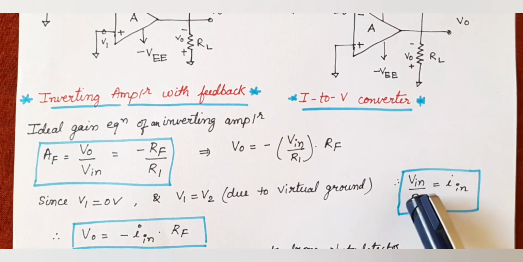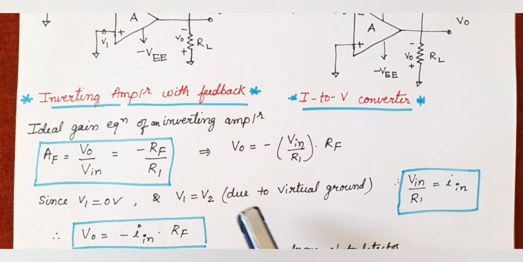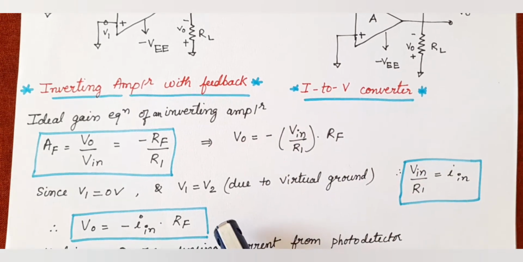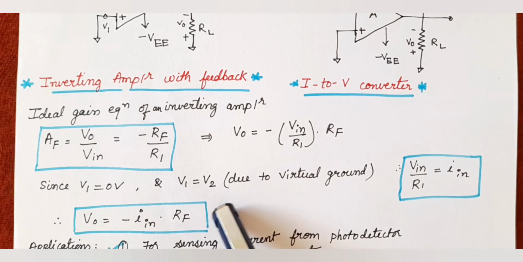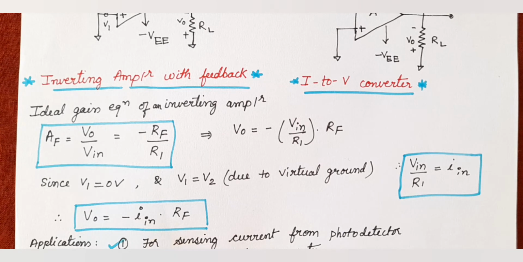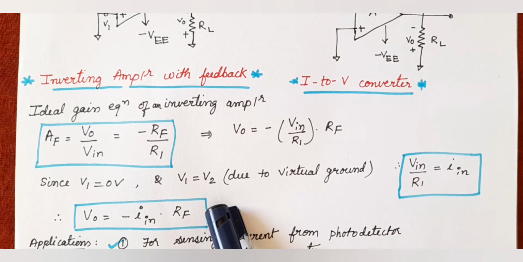So you can write Vin by R1 is equal to IN, current. So what equation do we get now? V0 is equal to minus IN times RF. That is, the input current is now converted to output voltage. So now you can easily tell what is the application of inverting amplifier with feedback? Current to voltage converter. What is its equation? V0 is equal to minus IN times RF.